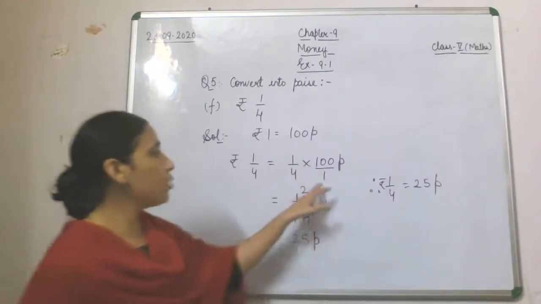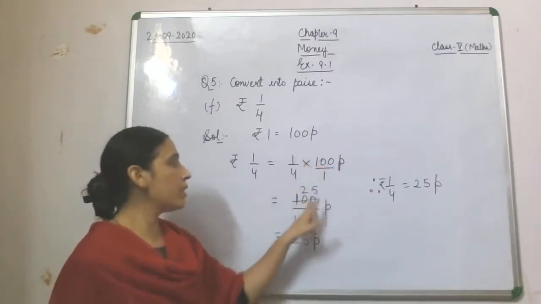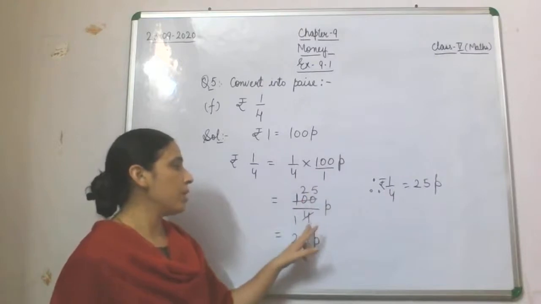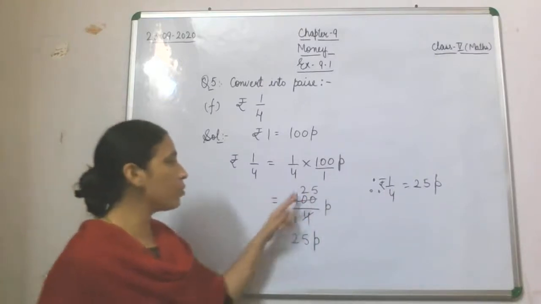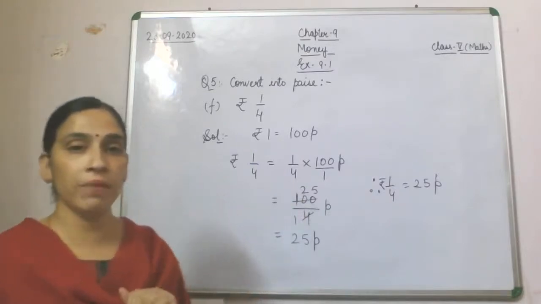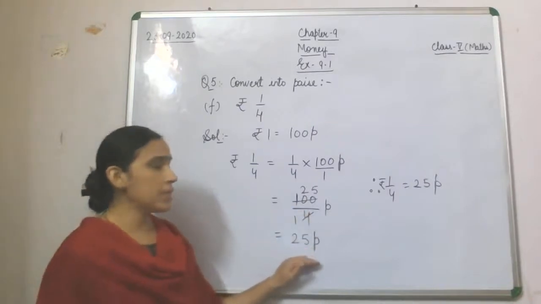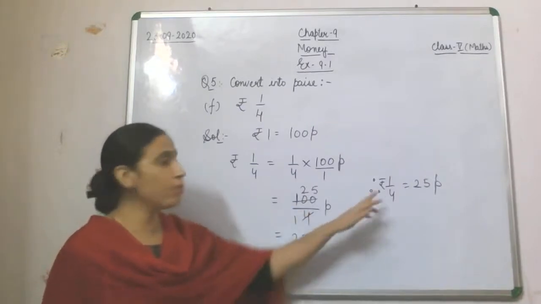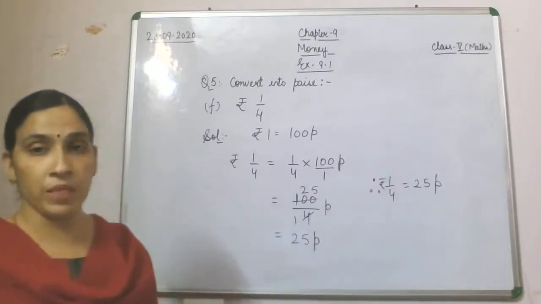So here the fraction will be multiplied by a whole, that is 100. Here we do not have anything, we'll write 1. Now 100 1s will be 100, 4 1s will be 4. Then we will reduce it into its lowest term. 4 ones are 4, 4 twos are 8, then 2 0 will be left. Then 4 fives are 20 and the answer is 25 paisa. Therefore, rupee 1 by 4 can be written as 25 paisa.